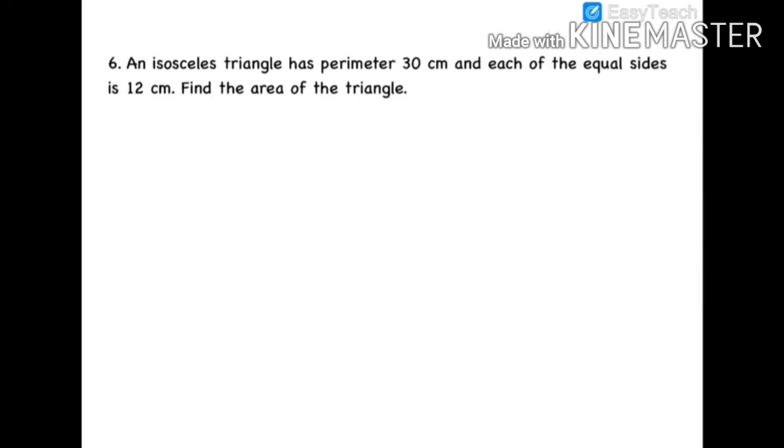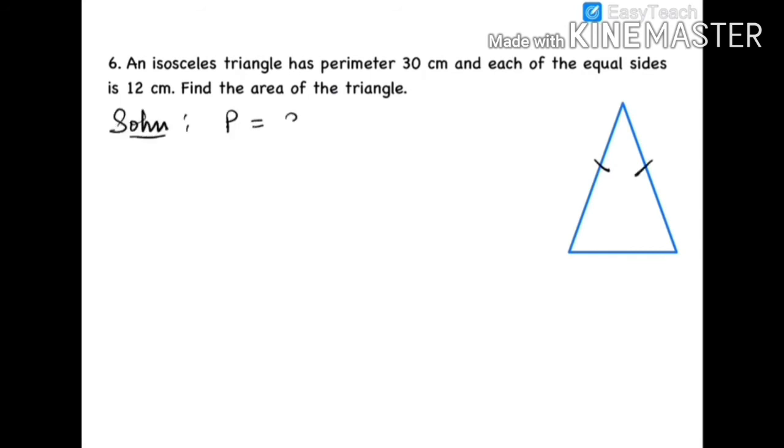Question number 6. An isosceles triangle has perimeter 30 centimeters and each of the equal sides is 12 centimeters. Consider this isosceles triangle with these two sides equal. Perimeter is given as 30 centimeters in the question and each of the equal sides is 12 centimeters. Let's mark these equal sides as A and B and the third side as C. Now using this information which is given, perimeter and the two sides, we can find out the third side.